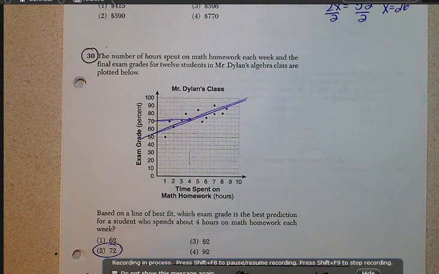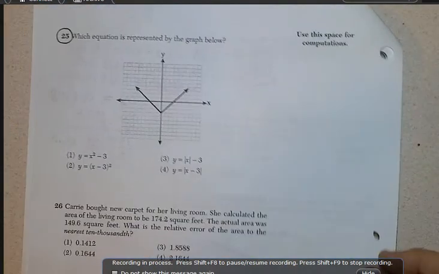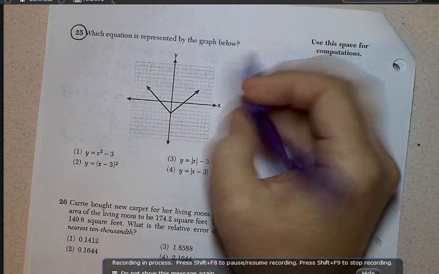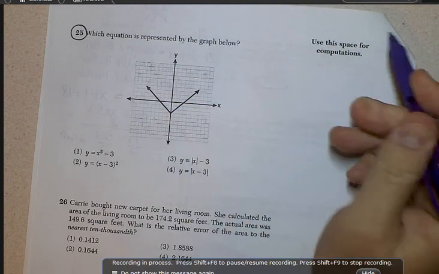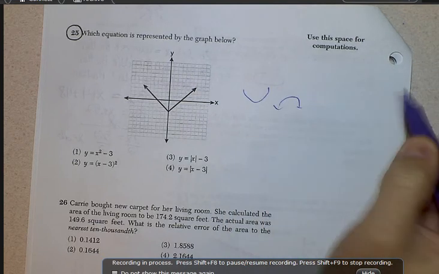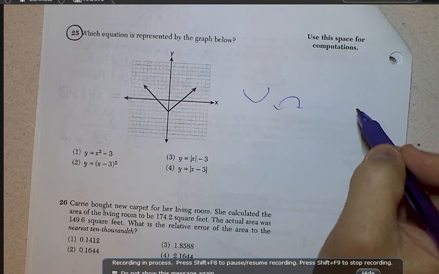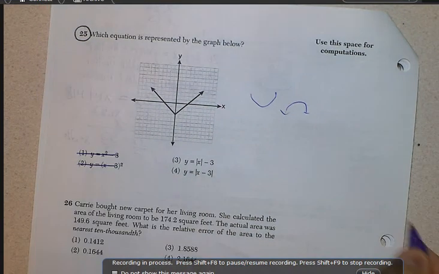Okay, let's move on to question 25 on page 8. Question 25. We have which equation is represented by the graph below. And one of the things that you're supposed to remember about this graph is this is not a U. A U is a parabola, either that way or that way. All right, and parabolas are defined by anything that is x squared, so we can throw out these two choices.